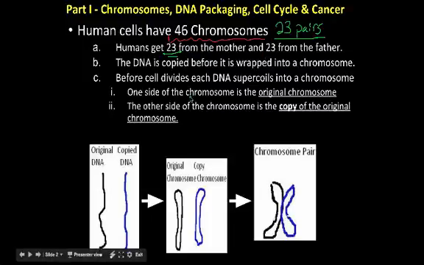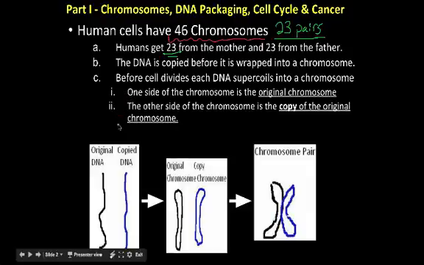DNA is copied before it's wrapped in a chromosome, so DNA is kind of loose and hanging out, this long stringy substance. And then when it's getting ready to be packaged and dragged into a new cell, the DNA is copied and wrapped into these dense chromosomes. Before the cell divides, DNA supercoils. I'm going to show you what that looks like in just a second.